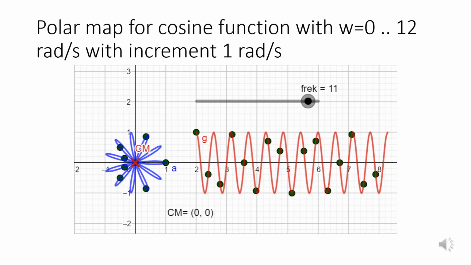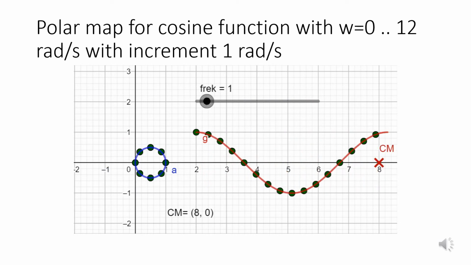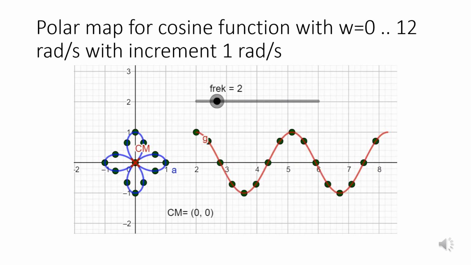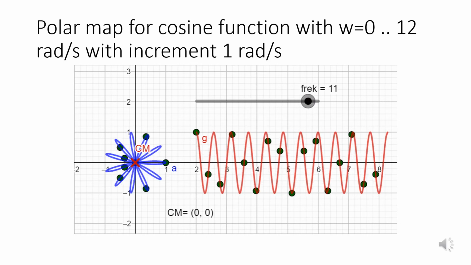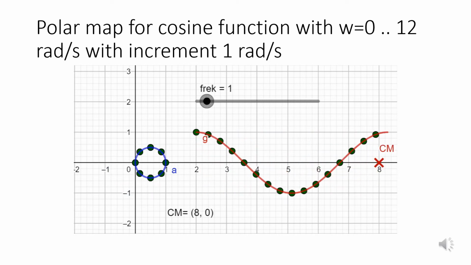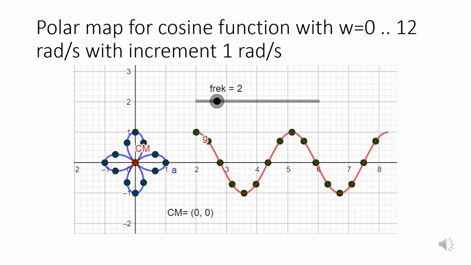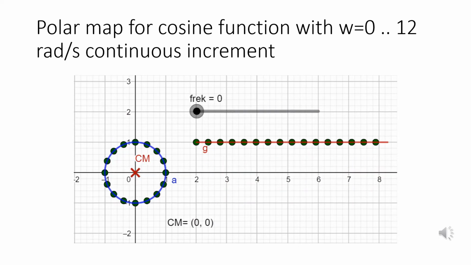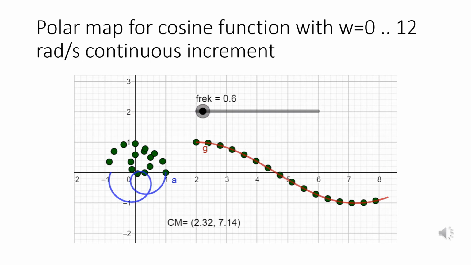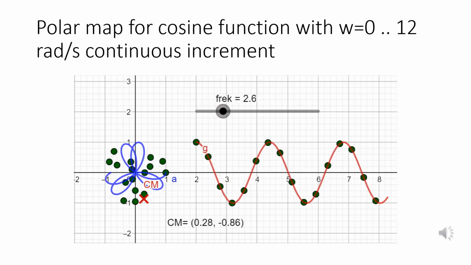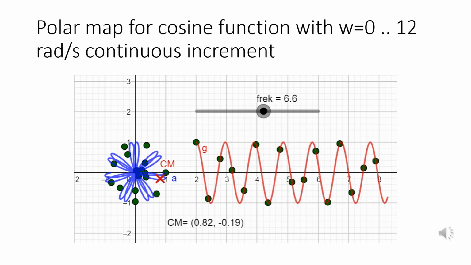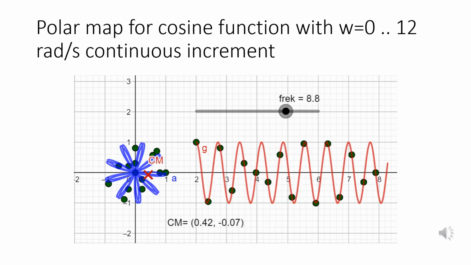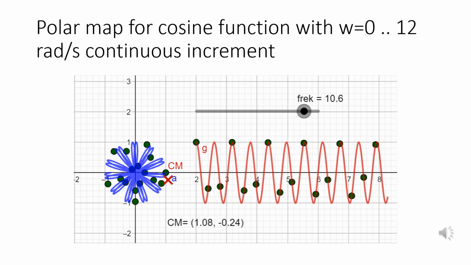Consider the integral in polar form, where the highest value of the center of mass occurs for sine at frequency 1 radian per second. For other frequencies, the sum of the dots in the polar form will produce a value of 0. Map the cosine function into a polar form with a frequency from 0 to 12 radians per second, in linear increments. Notice the center of mass is always changing for each frequency value.